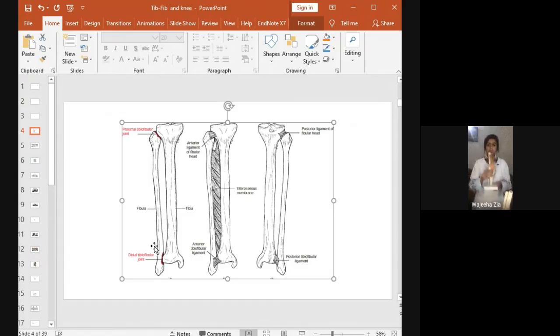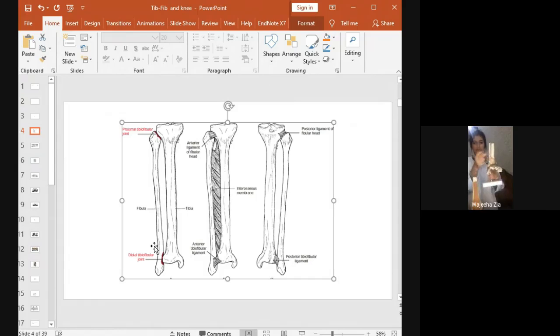So I have this model. You can see this bone is the tibia, and the small bone is the fibula. The thick bone is the tibia, and the thin bone is the fibula. So this tibia is articulating with the fibular head. This is the superior tibiofibular joint, and the distal one is at the ankle level, as you can see in this.